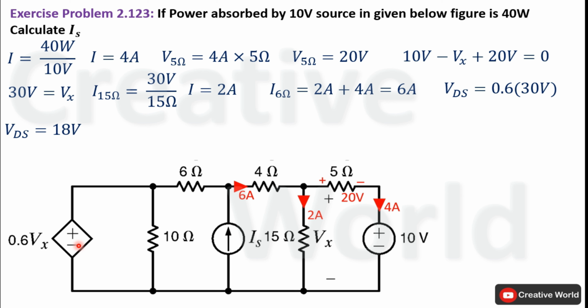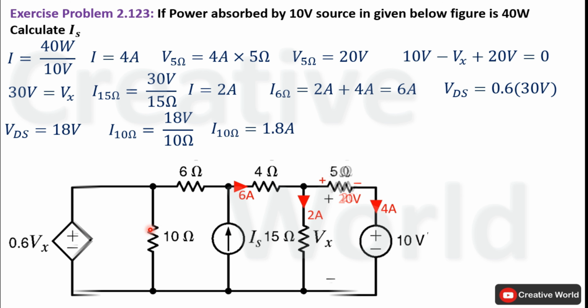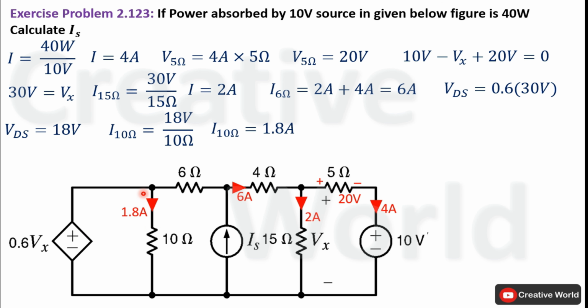with this specified polarity. So using Ohm's law, we can calculate current through this branch, that will be equal to 18 volt divided by 10 ohm. So the value of current will be 1.8 ampere, and the direction of this current will be downward, because in order to make this terminal positive, current should enter from here and leave from here. We know the value of voltage across this 10 ohm resistance as well as current through it.